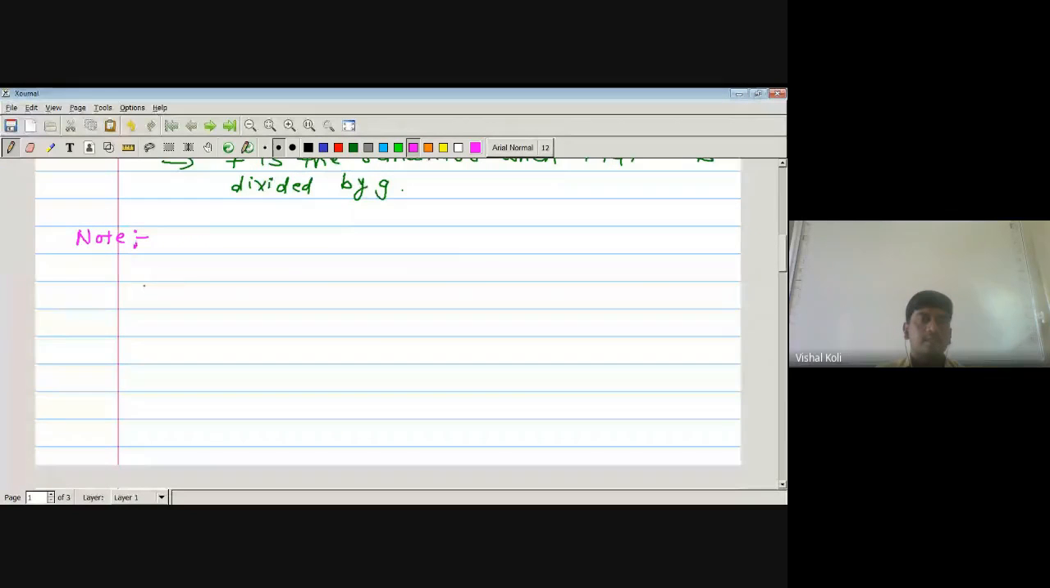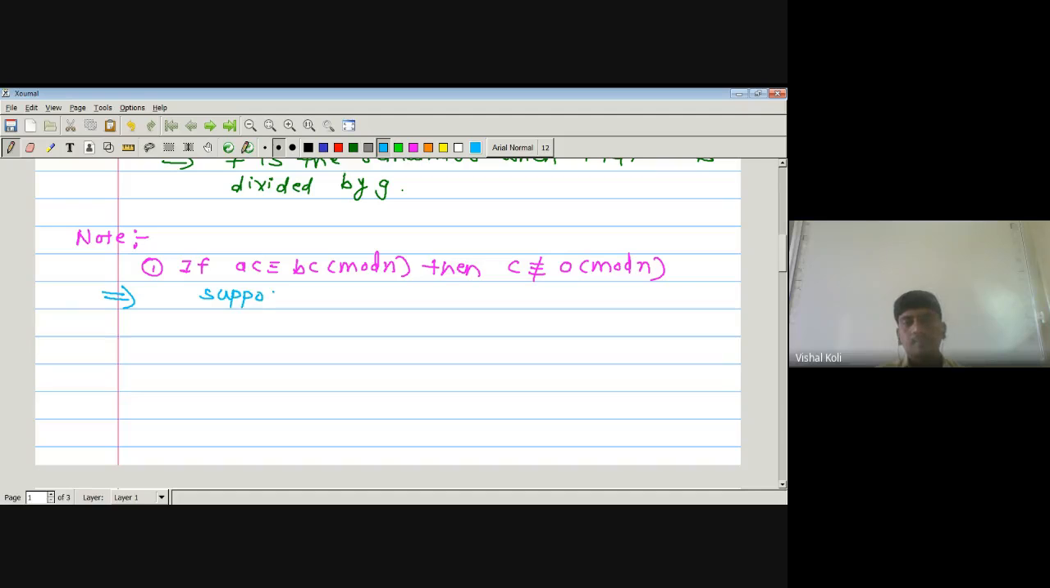Okay, now next one, there are some notes. The first one is: if AC is congruent to BC modulo n, then C is not congruent to 0 modulo n. We have to prove this one. Suppose AC is congruent to BC modulo n, then we have to show that C is not congruent to 0 modulo n. For that we have to take its converse part. If possible, suppose C is congruent to 0 modulo n.